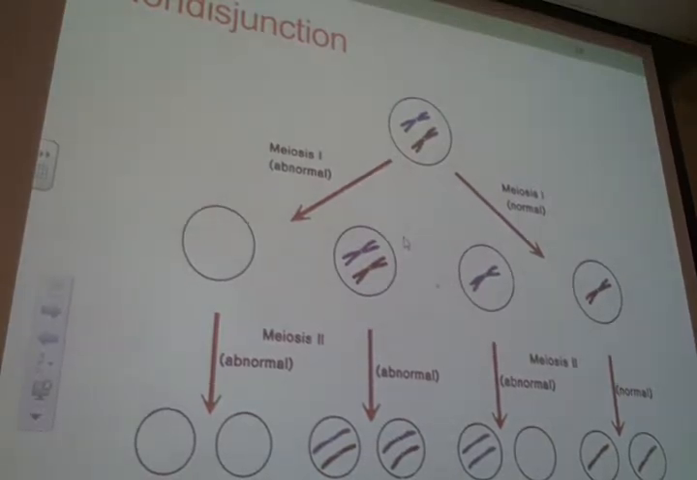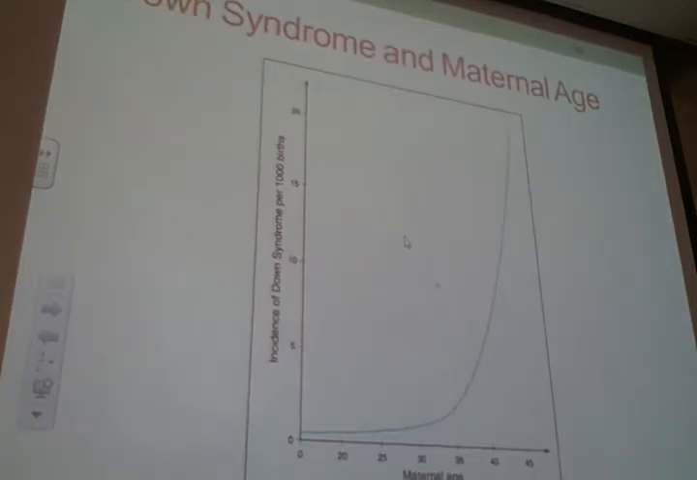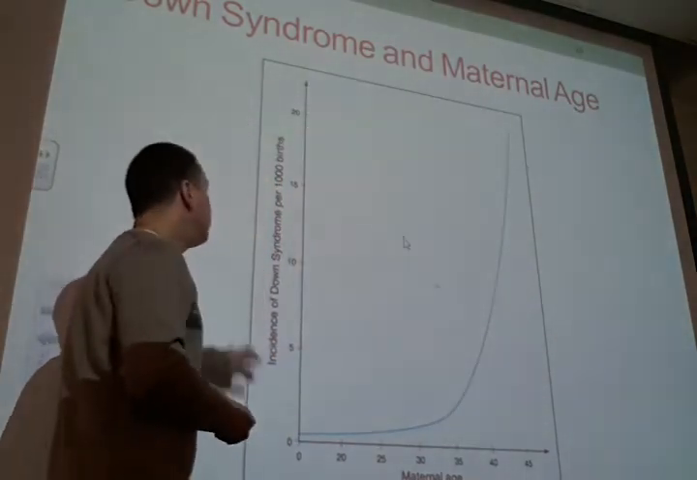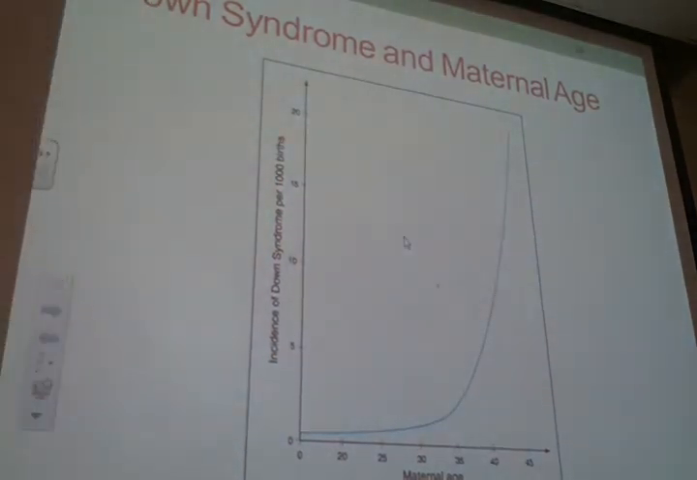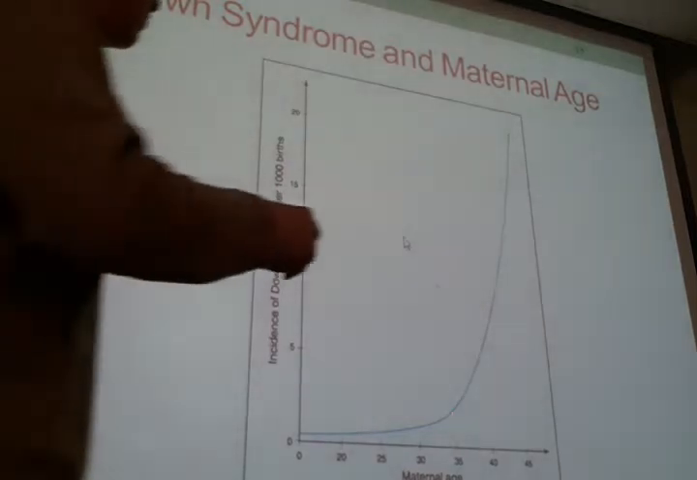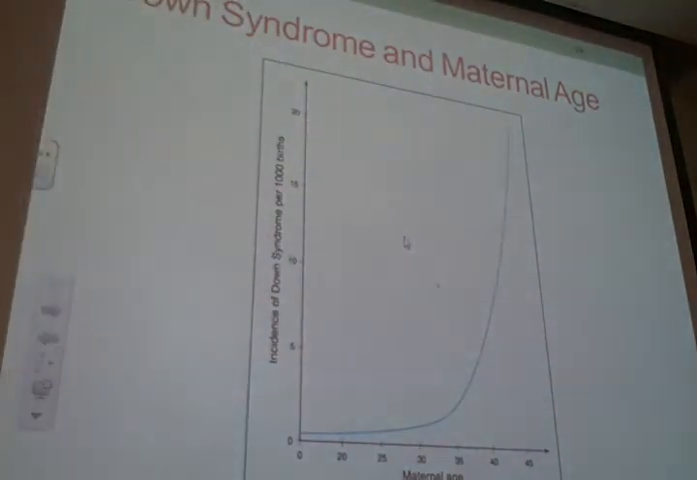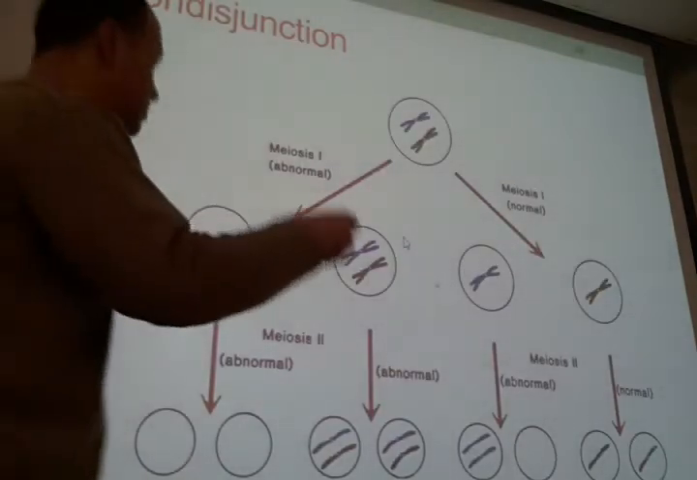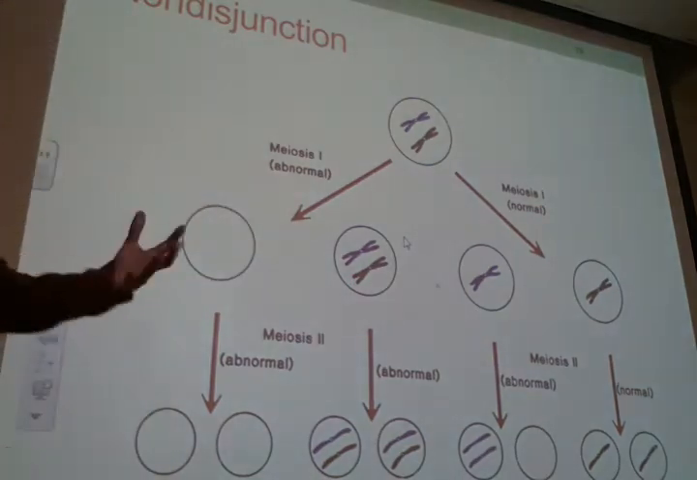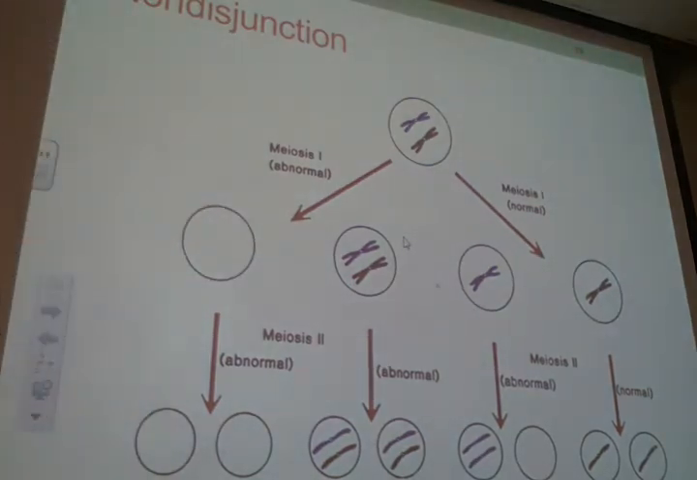And this happens at varying rates. There is a correlation with age, especially more so in women than in men, although there is a correlation with men as well, which is not quite as dramatic as it is with women. So this is the rate of Down syndrome versus maternal age. You can see after about 35, the risk goes up substantially to produce a Down syndrome child, because as we age, the process of non-disjunction happens more frequently for reasons that are not perfectly clear. But there is an age-related situation here.